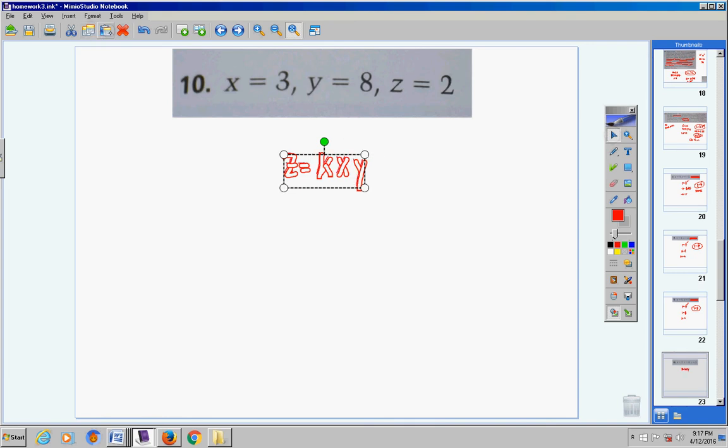Alright. So here we go. Let's write the equation that models the situation. So I'm going to solve for k. So where the z is, I'm going to substitute 2. Where the k is, I will put k. For x, I will put 3. And for y, I will put 8. Now let's simplify this right side. 3 times 8 is 24.